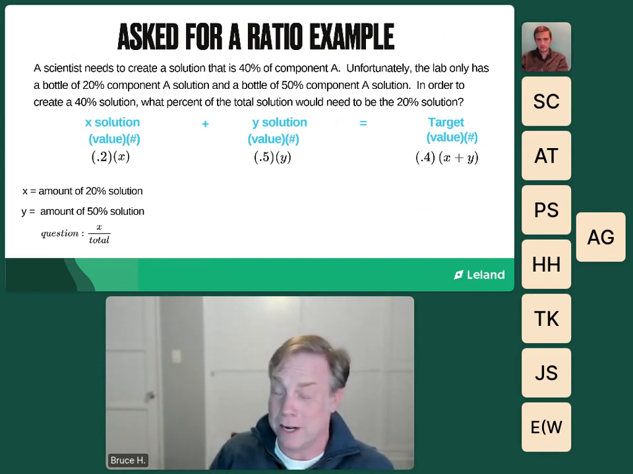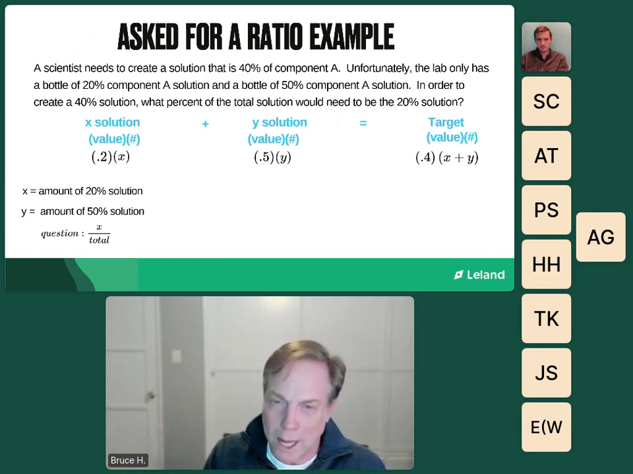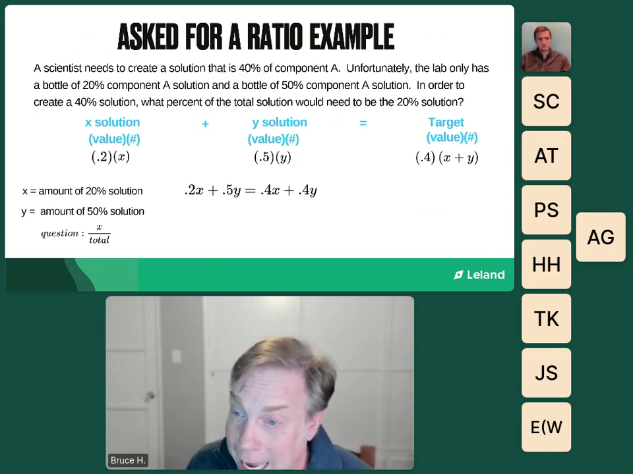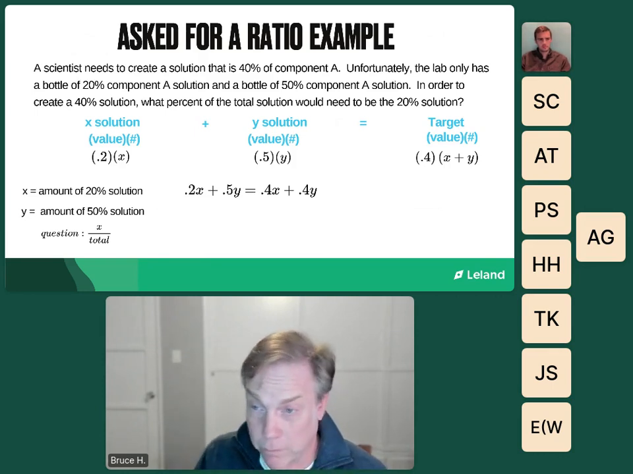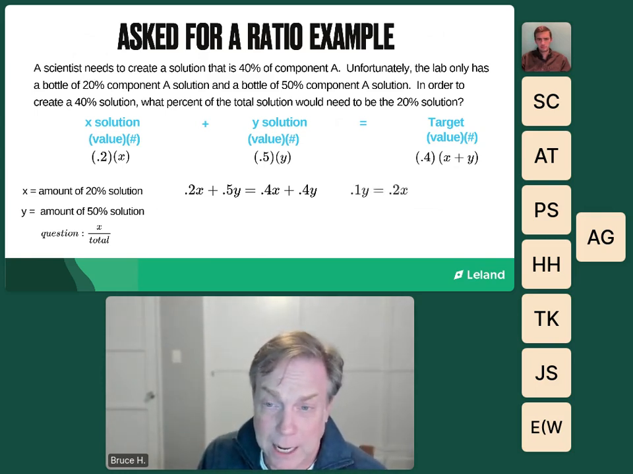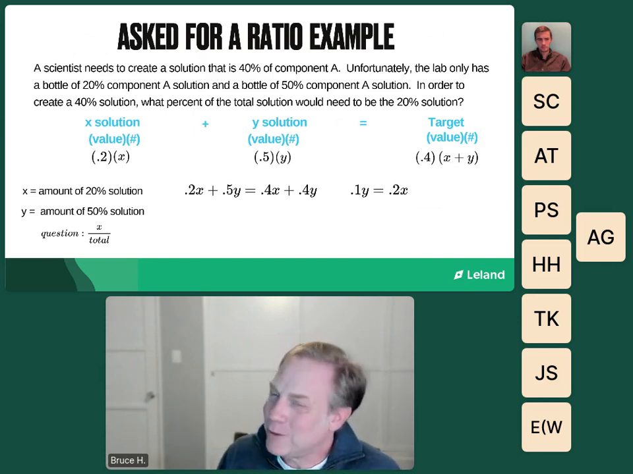And you're thinking to yourselves right now, Bruce, that's one equation and two unknowns. There's absolutely no way we can get a value for X and Y. And you're absolutely right. We don't need a value for X and Y because we know that one ratio is really three ratios. So 0.2X plus 0.5Y has to equal 0.4(X plus Y), right? Just multiply 0.4 through the parentheses. And what do we get? 0.1Y equals 0.2X.